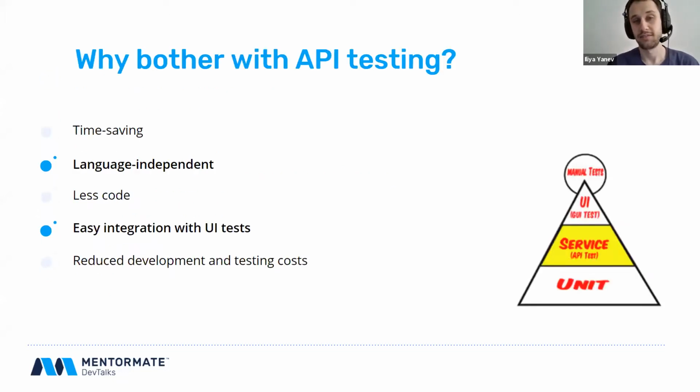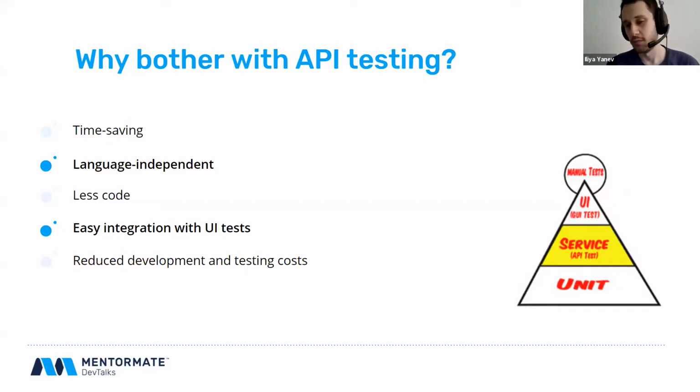Let's start with why bother doing API testing at all. There are many reasons to do it. One of them is that it saves a lot of time. I guess everyone who's been in the software development industry has seen the pyramid on the right. Some people call it the impossible pyramid, but it's very possible actually.